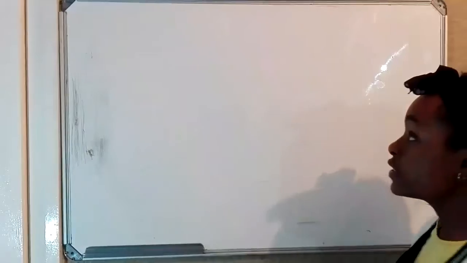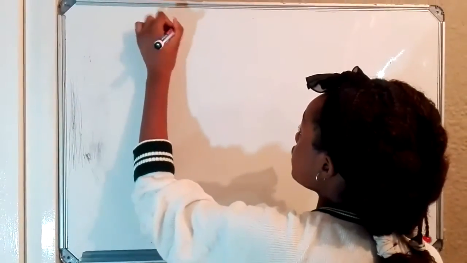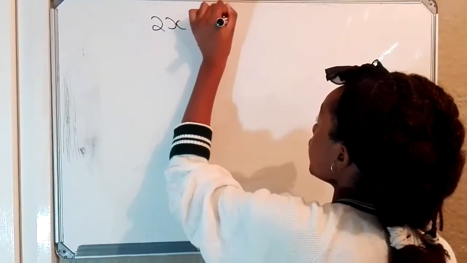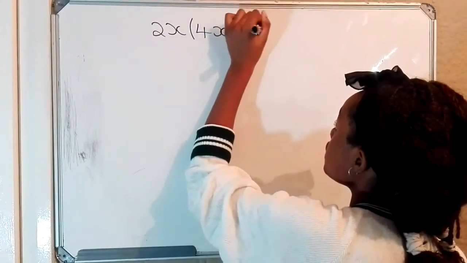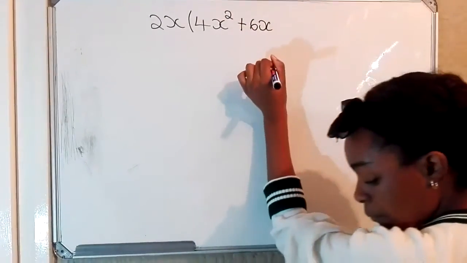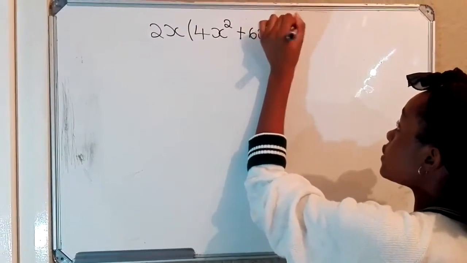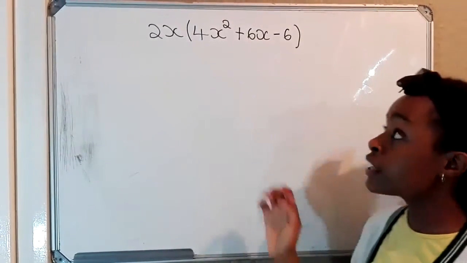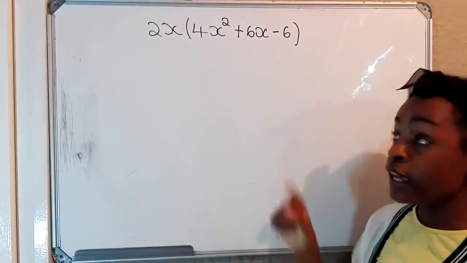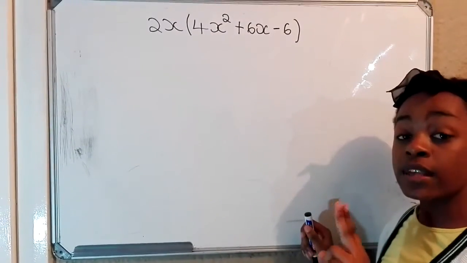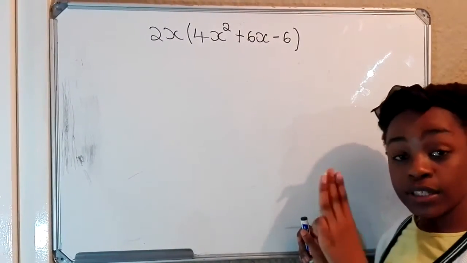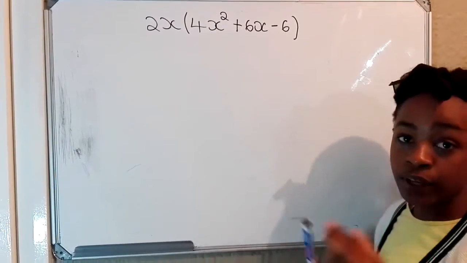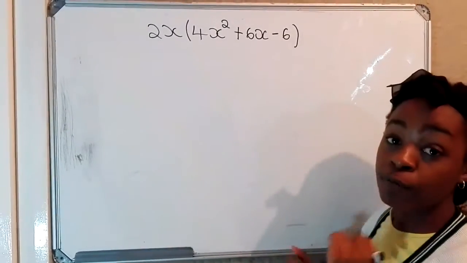Okay, here's another one. Say we have 2x, brackets, 4x squared plus 6x minus 6. Okay, so here we have a polynomial. A polynomial is an expression with more than one term, and an expression that has 2 terms is a binomial, an expression that has 3 terms is a trinomial, and mono is for one term. Okay, so here we have multiplication of polynomials.